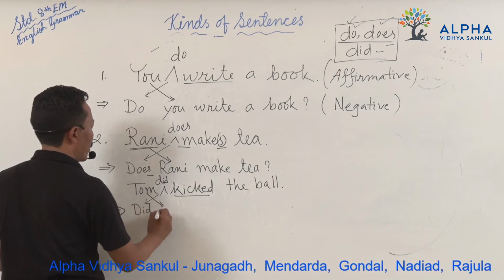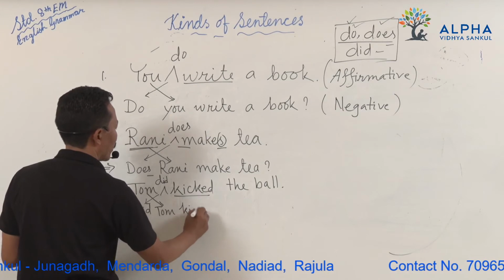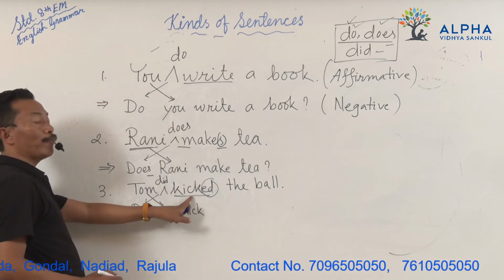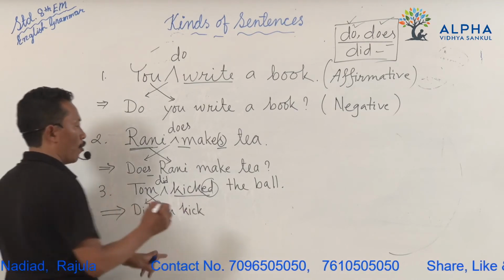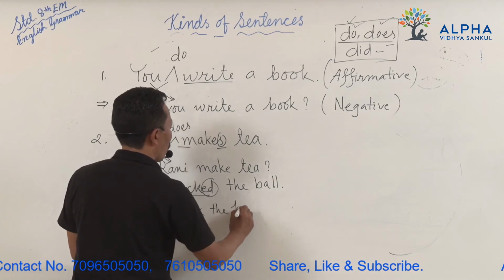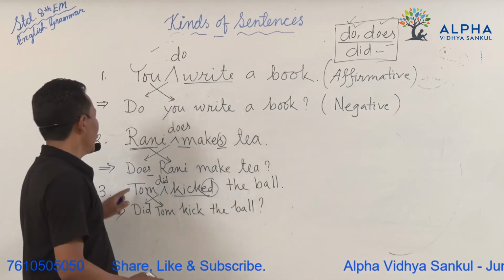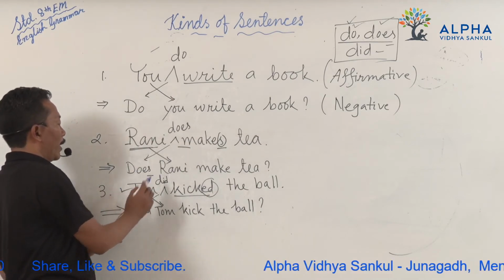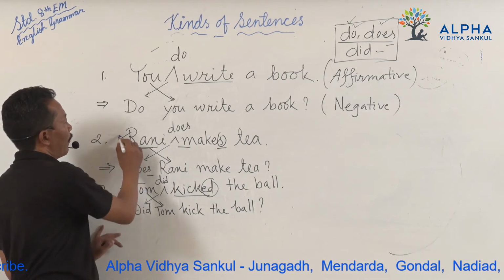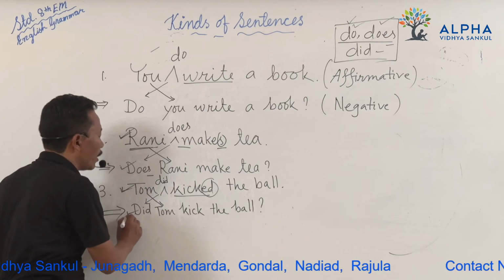Then Tom comes here. Tom kick. And this ed will be removed. Okay. And we have to put in the base form, means the present form, B1. Did Tom kick the ball? And question mark. Now this is the affirmative, and this is the interrogative.